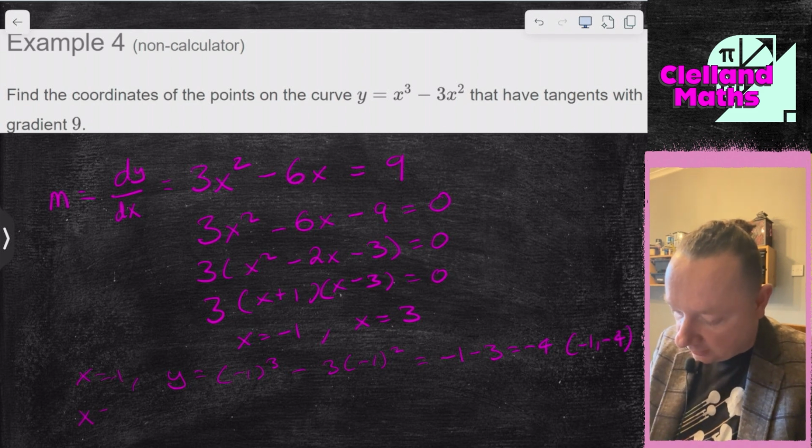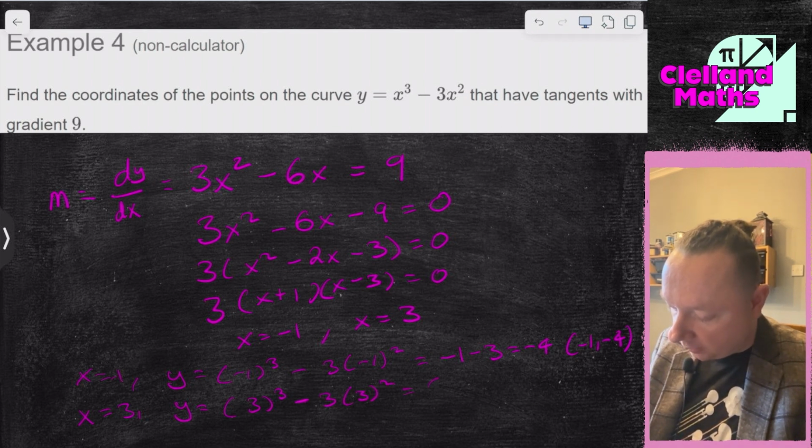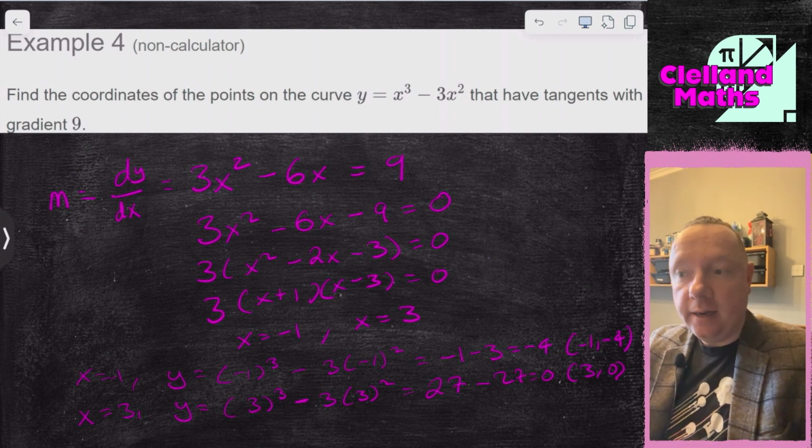Second coordinate, when x equals 3, y equals 3 cubed minus 3 times 3 squared. 3 cubed is 27. 3 squared is 3 times 3, which is 9, times 3 is 27. That's 0. So the other point is 3, 0. And we're done there.